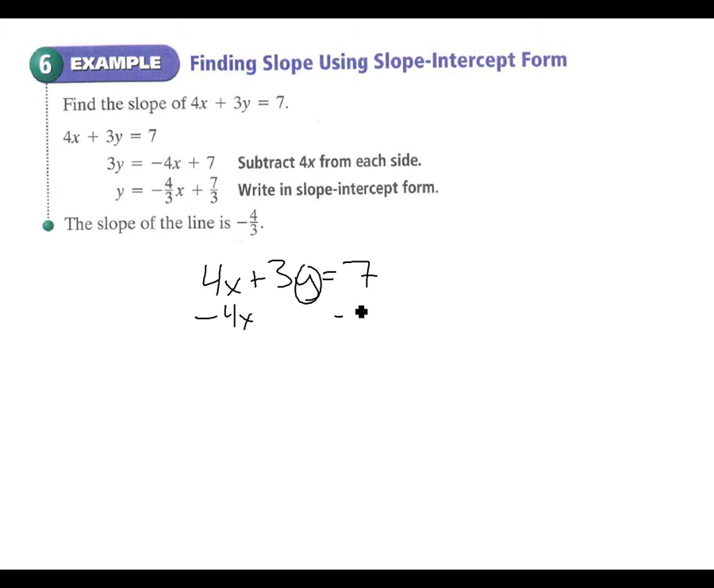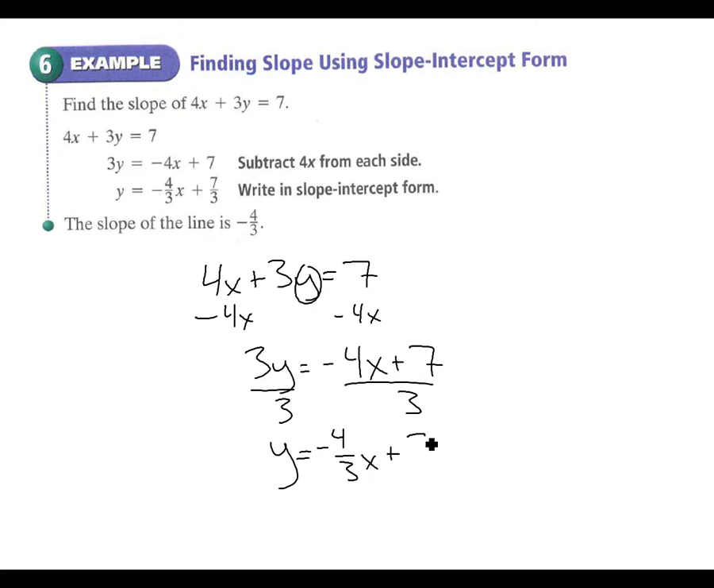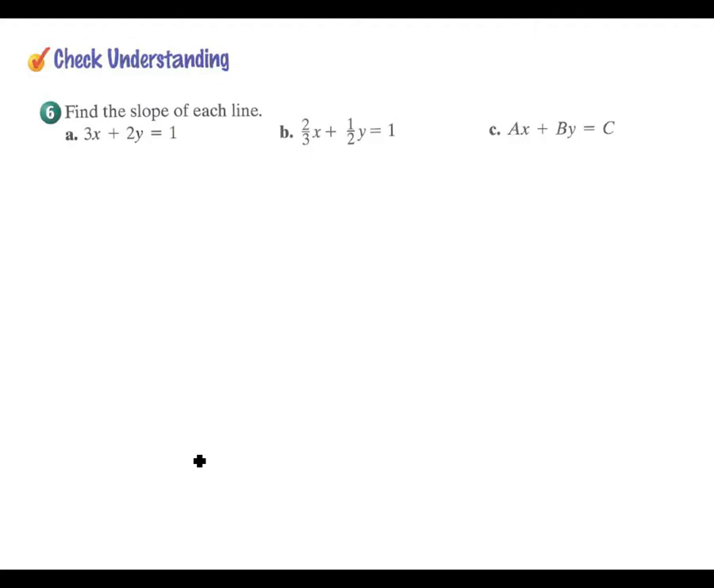Minus 4x to both sides. So we get 3y equals negative 4x plus 7. Divide by 3. We get y equals negative 4/3 x plus 7/3. 7/3 is your y-intercept. Negative 4/3 is your slope. And that's what the problem was asking for. Find the slope. So we've got it. All right, so get y by itself and figure out the slope for A, B, and C.